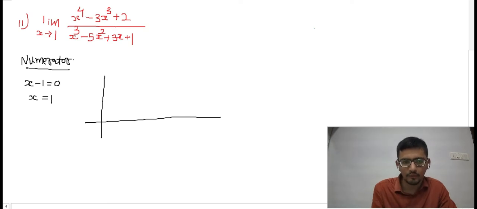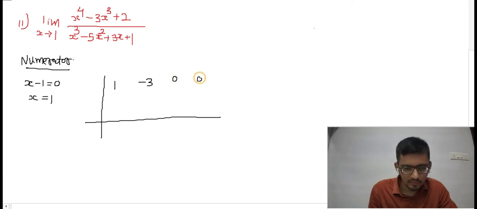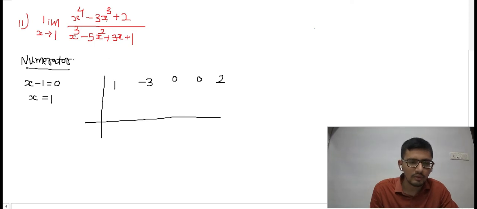So what is the standard form? 4 power, 3 power, 2 power, 1 power and the constant term. The coefficient of the 4 power is 1, as you can see. Then the coefficient of the 3 power is minus 3, so you will write that. The x square and x terms are missing, so for those you will write 0, 0. And finally the constant term is 2. That done, the first step is to focus on the dividend polynomial and write down its coefficients here.